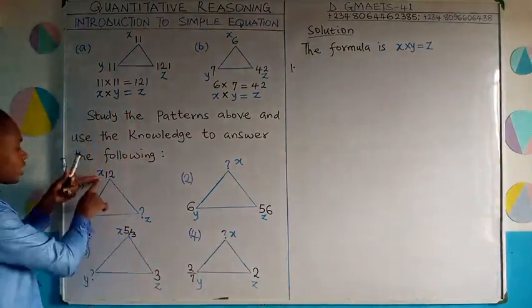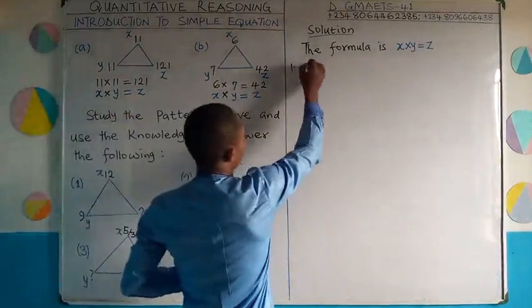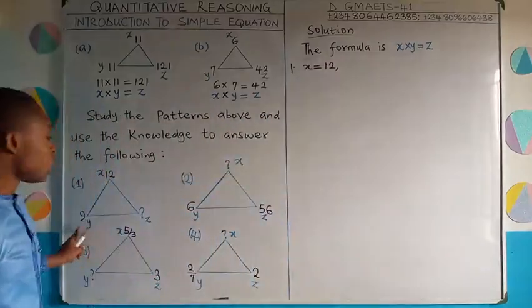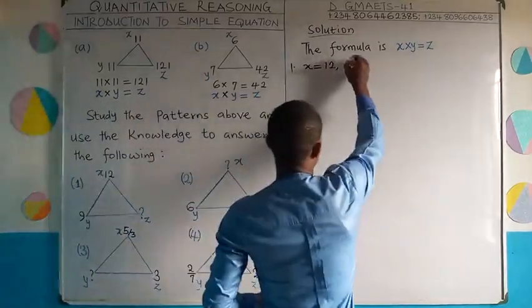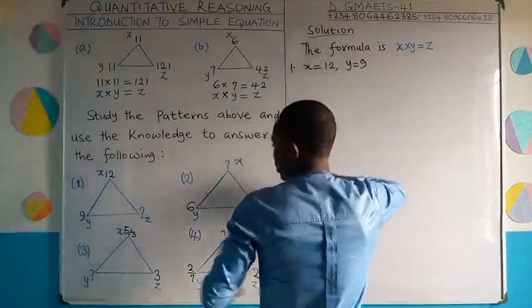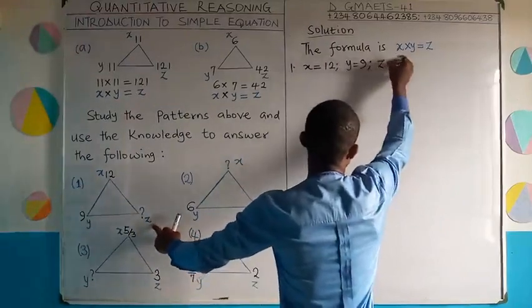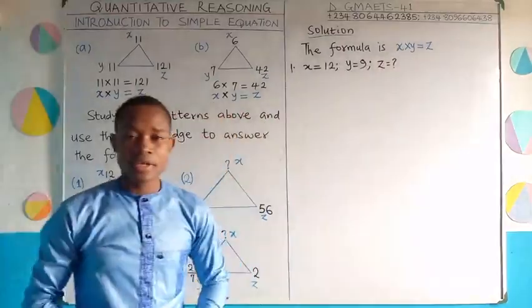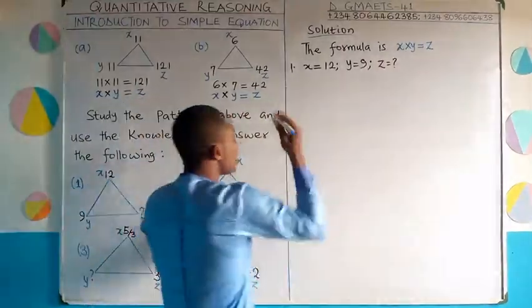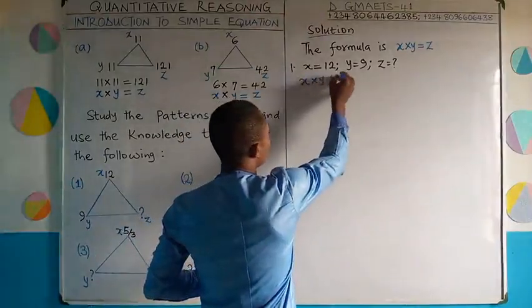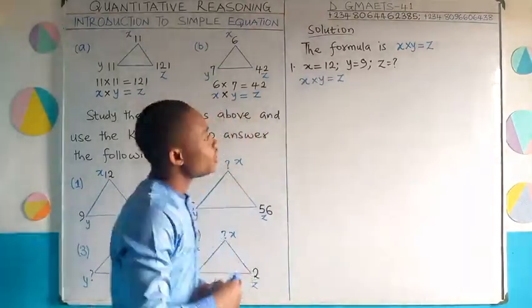In question number 1, x is equal to 12. So I'm going to write out x equal to 12. And then we have that y is equal to 9. What's the value of z? We do not know the value of z. So z is a question mark. Z is the unknown. Alright, so let me remember the formula. Recall that the formula is x times y equal to z.